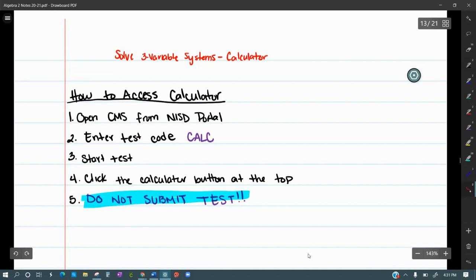Now, traditionally, we would be using the TI-Nspire. Unfortunately, we do not have those available at this time. So we are actually going to be using a TI-84. And you have access to one online, and here's how to access the calculator.